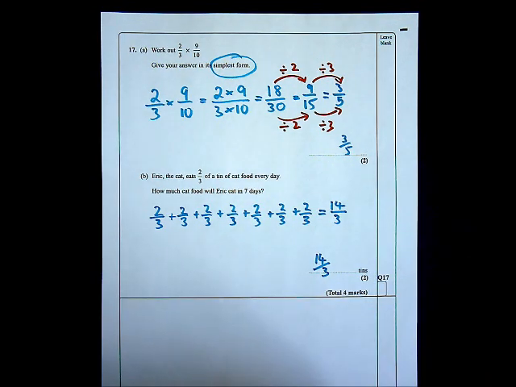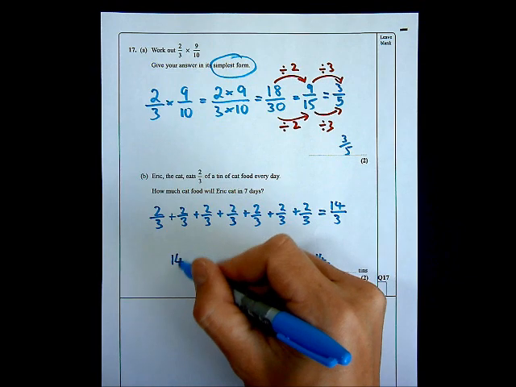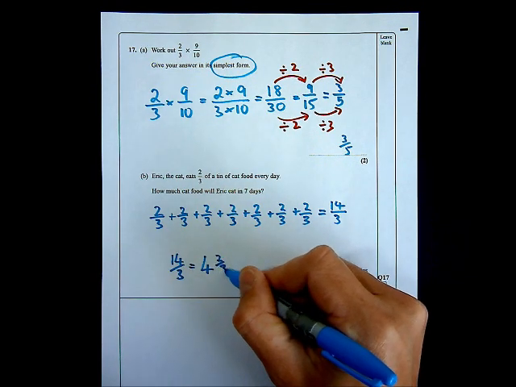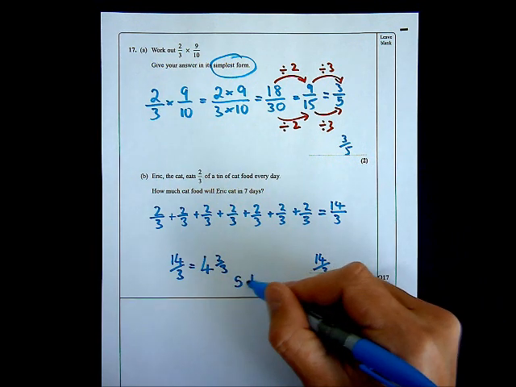Now in terms of tins, I could work that out and say that 14 over 3 is 4 tins and 2/3. So obviously his owner would actually purchase 5 tins.